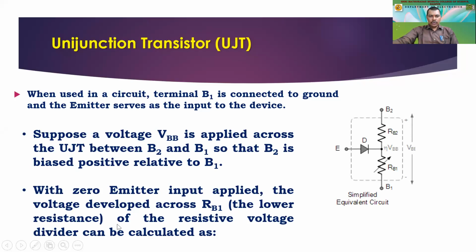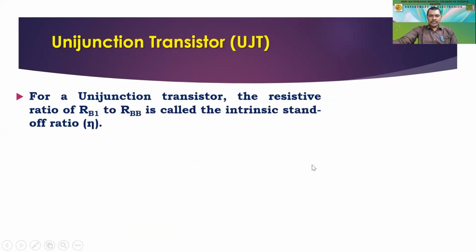Also, if zero emitter input is applied, a voltage is applied across this, and that develops a lower resistive voltage, which can be calculated by this equation: VRB1 equals RB1 by RB1 plus RB2 into VBB. That is the output voltage. Then this ratio, RB1 by RB1 plus RB2, is called eta, the intrinsic standoff ratio.